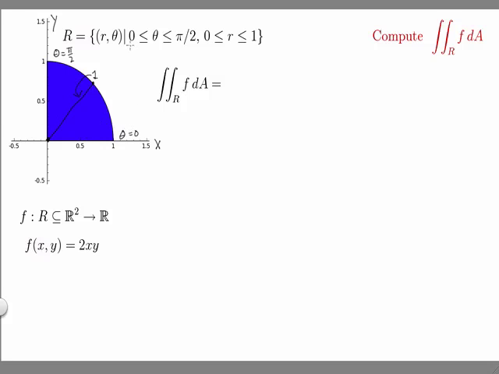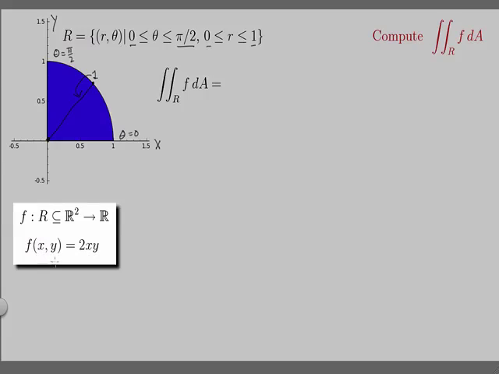Okay, so that's what we have here. Theta ranges from 0 to pi over 2, and r ranges from 0 to 1. Now the function that we're integrating, f, is defined on all of R2, but it is defined on R inside of R2. And it's f of xy equals 2xy.